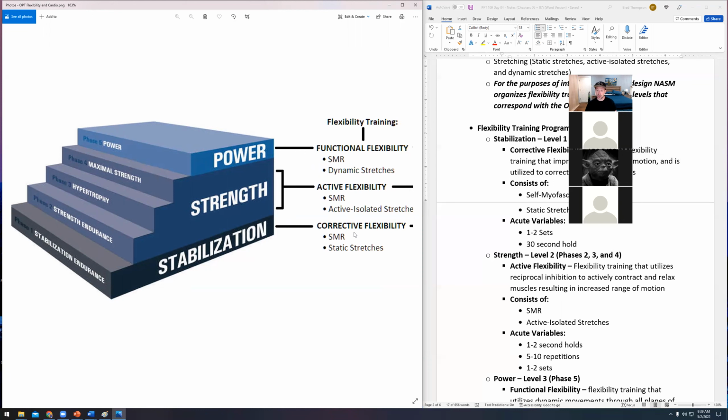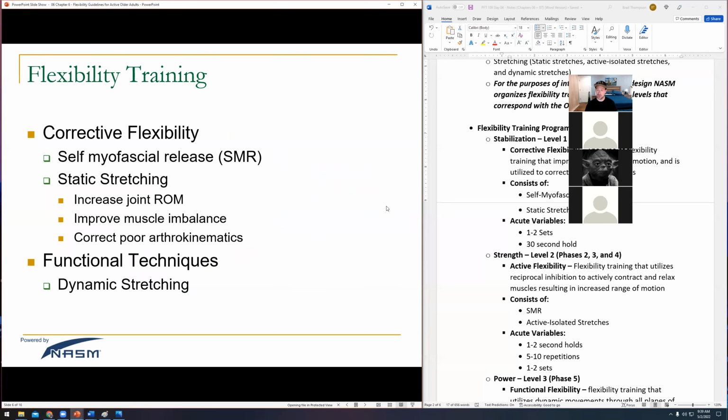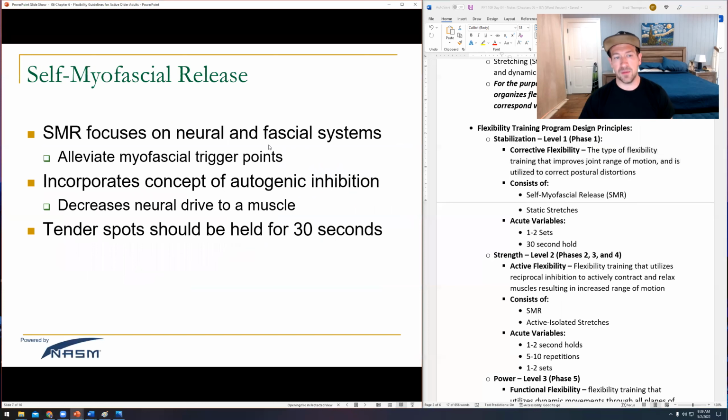Static stretches are going to turn our muscles off, yeah. But we're going to target the overactive muscles. We're going to target all of our muscles in general. I'm not static stretching something that's already loose. I'm static stretching something that's tight, right? So SMR focuses on the neural and fascial systems. We alleviate those myofascial trigger points by rolling something out, right? Or by pressing on it and getting the nervous system to let go.